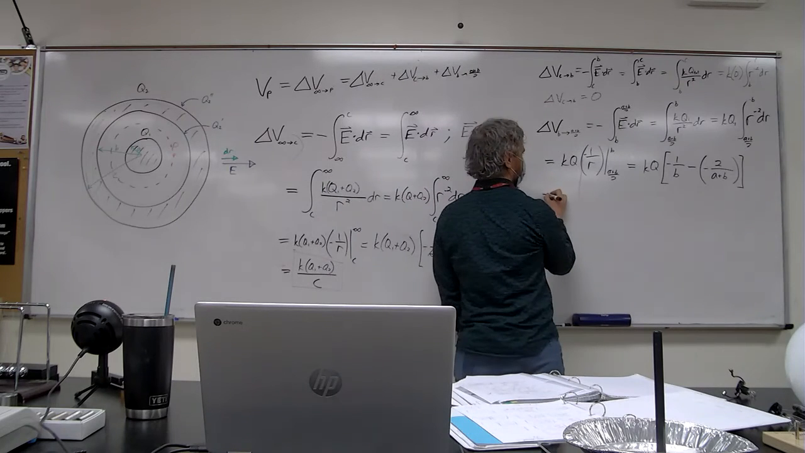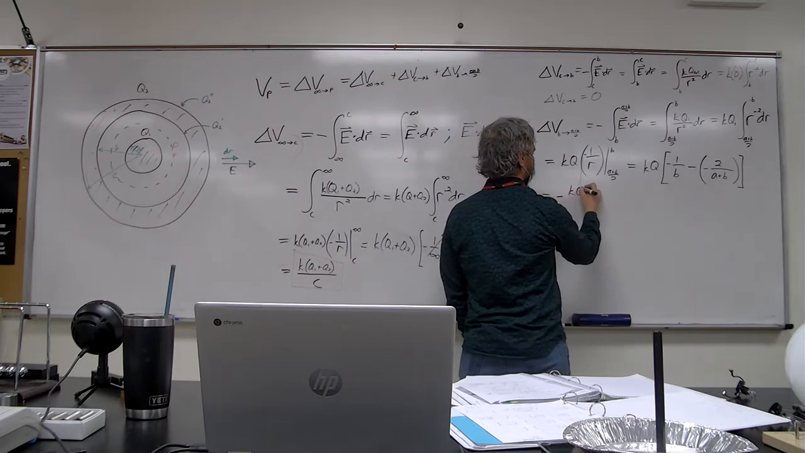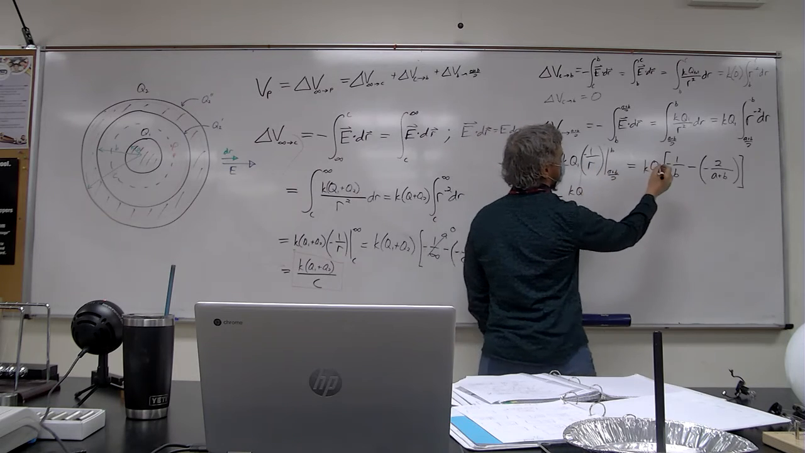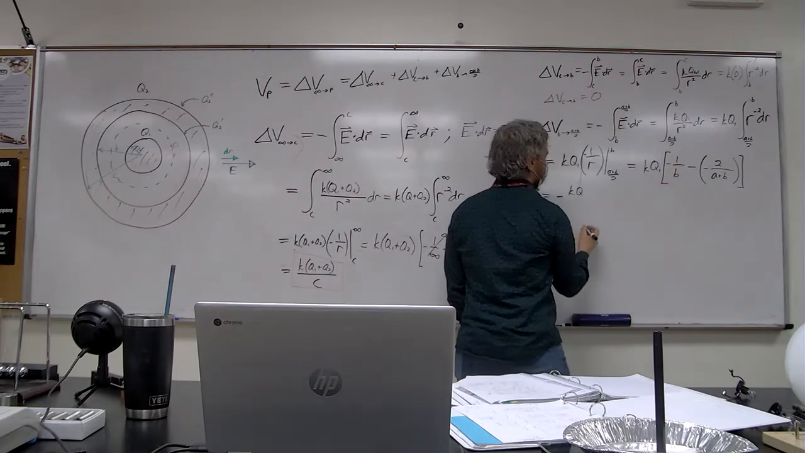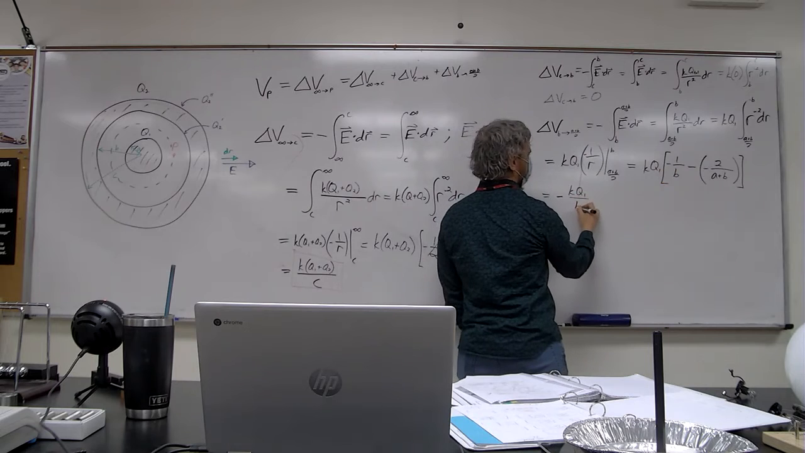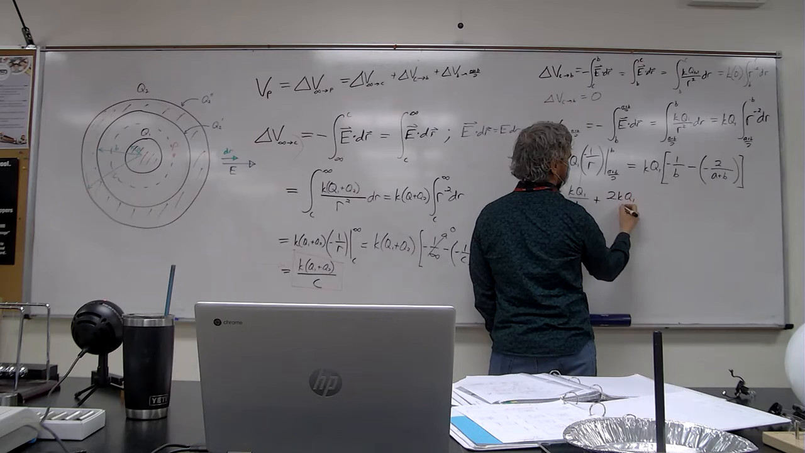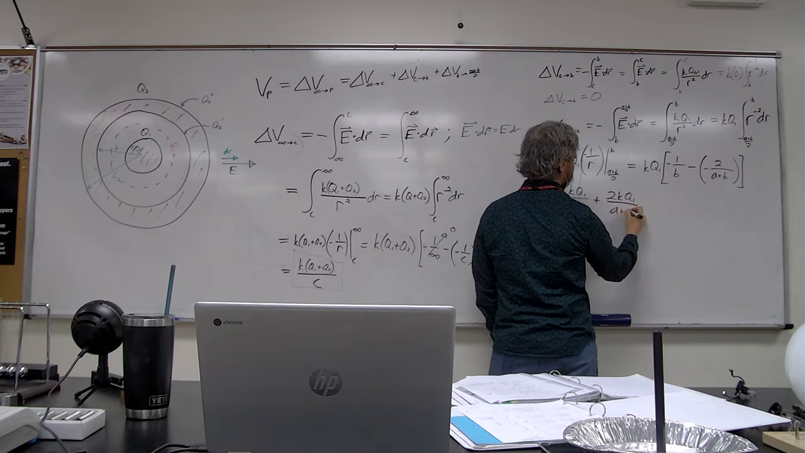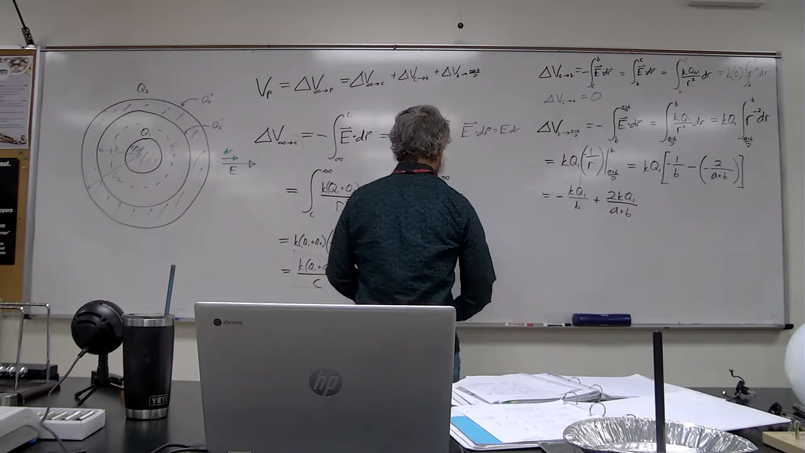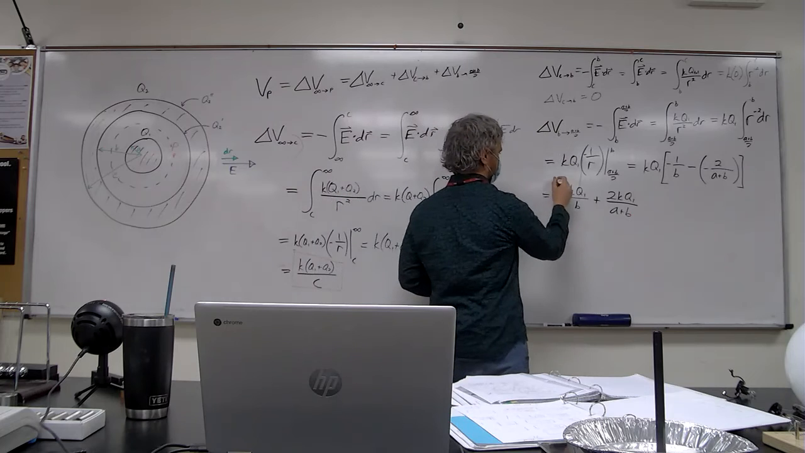So that's just going to be negative KQ. Oh, this is Q1. This is Q1, sorry. Negative KQ1 over B plus 2KQ1 over A plus B. So that's the third result, my third potential.